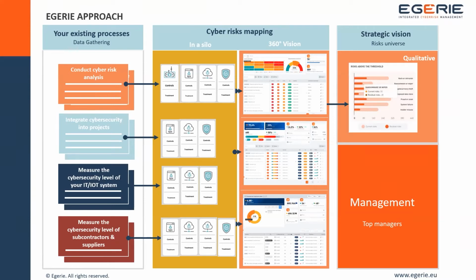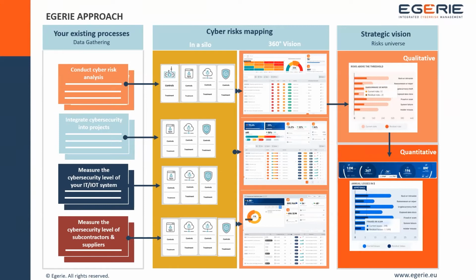Because for each of these macro risks, using the FAIR method, you will be able to estimate an annual loss, a cost, and you will be able to financially quantify every macro risk. And so with this macro risk, you can then set up an objective to reach to decrease this loss for each macro risk. So this is EGRE's approach.